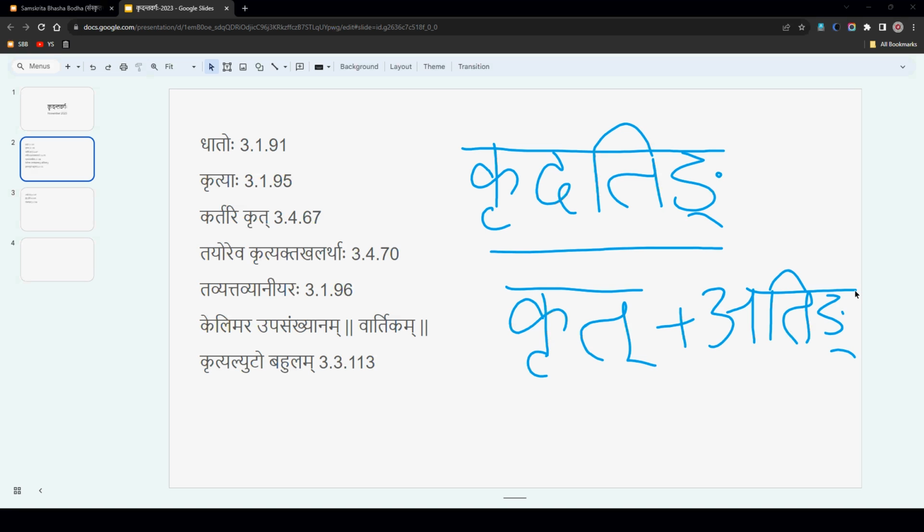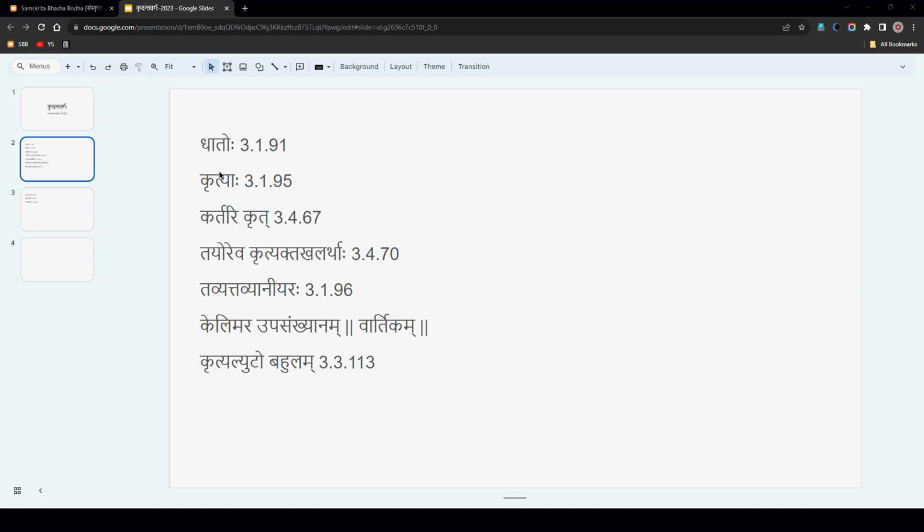Now there is also Dhatoho, which is shown here. Dhatoho 3191 says these Krit Pratyayas are added to Dhatus. They come after the Dhatus. These are some basic sutras which define what a Krit Pratyaya is and where and to what they are added. The next one, going deeper into the Kridanta Prakaranam, is the Krityaha.